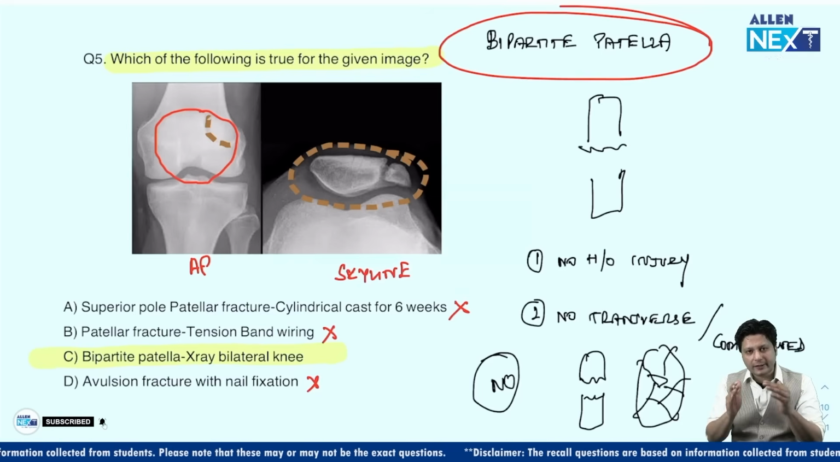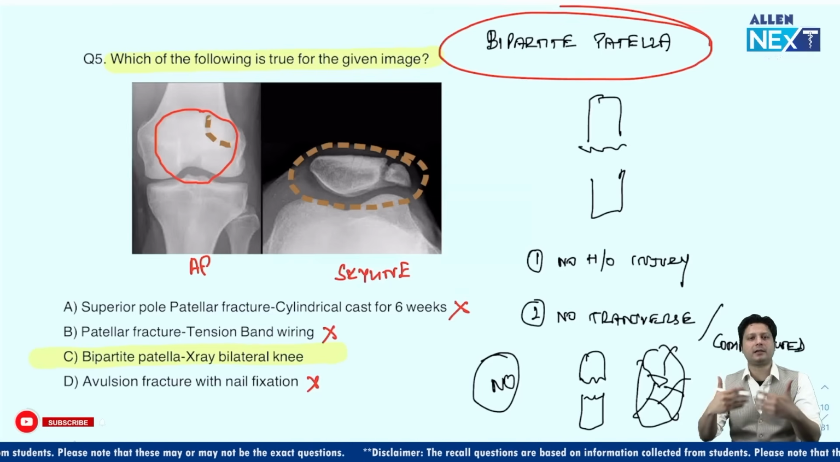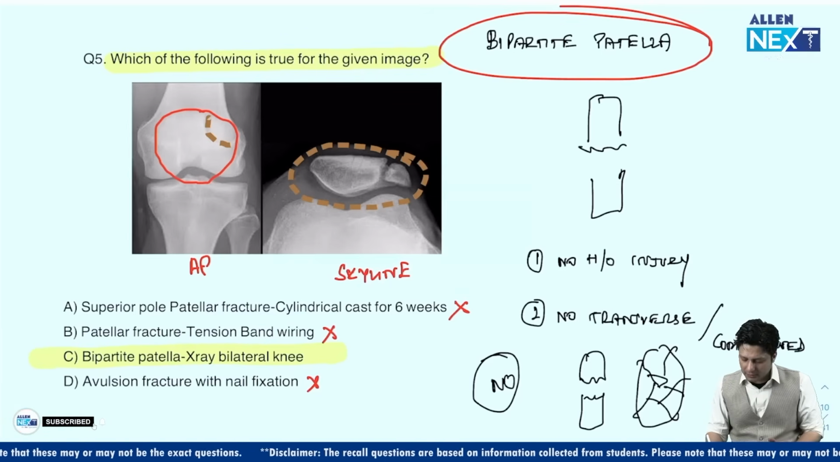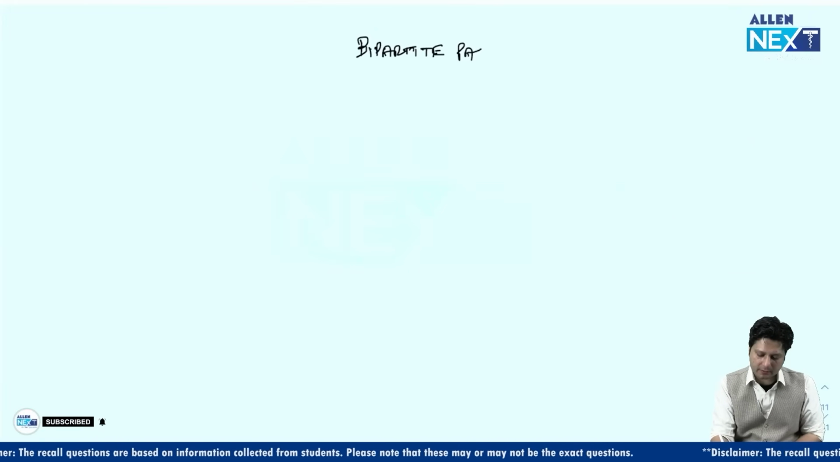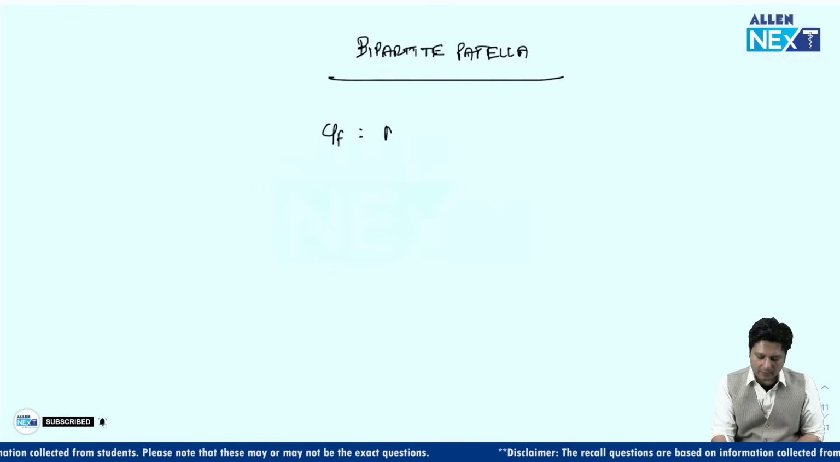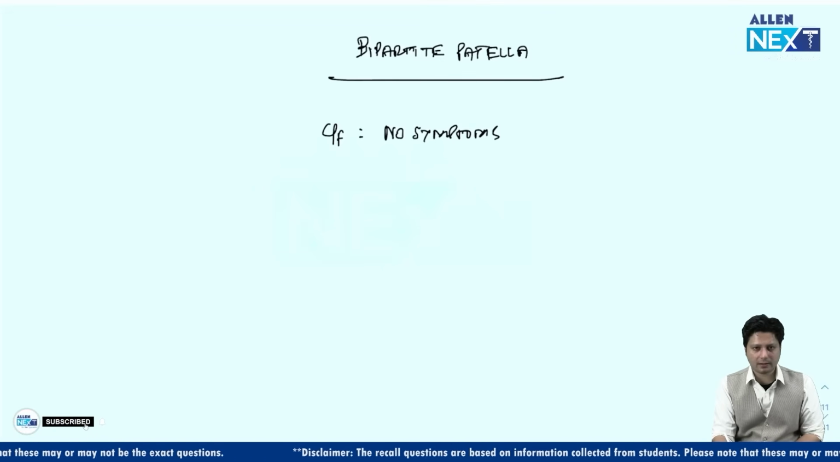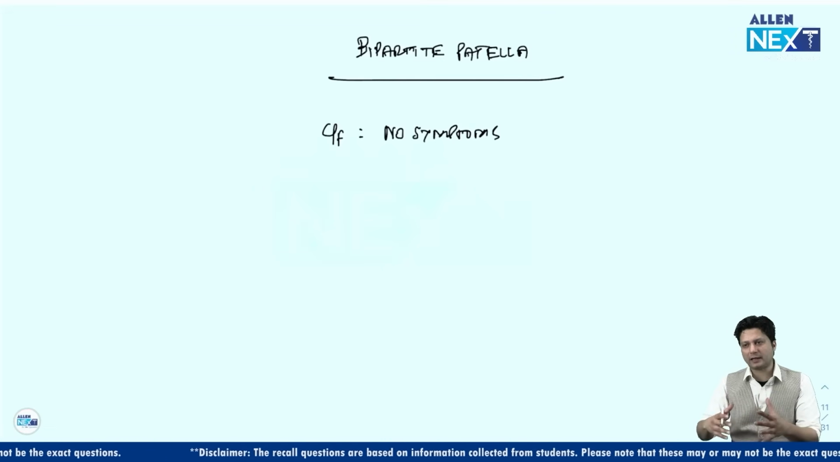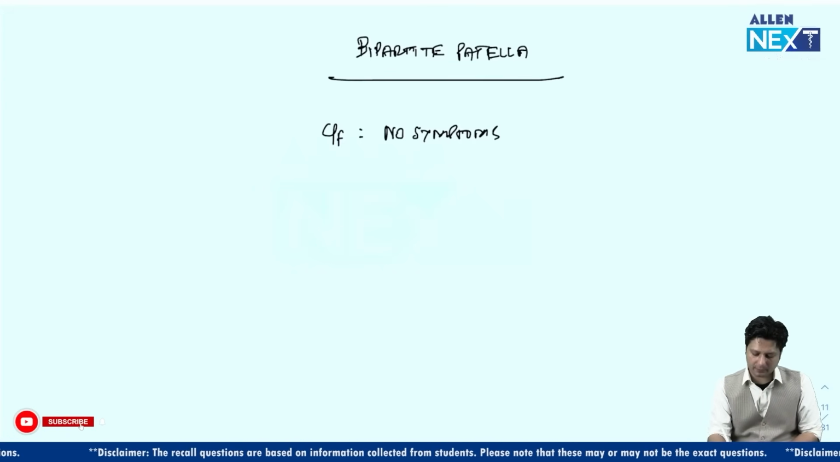And what you need to have is the bilateral knee X-rays, because majority of the time you just try to understand what is bipartite patella. In this case, what happens? The clinical feature is that majority of the time there are no symptoms at all. The patient is asymptomatic. It is a developmental abnormality and the patient is not presenting with any kind of symptoms.